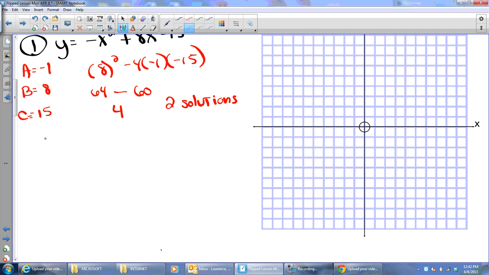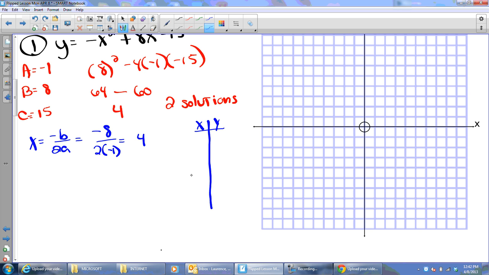I'm going to go ahead and now find the vertex. So I'm going to take x equals negative b over 2a, and the negative b will be negative 8. And then I have a 2 times a negative 1. And that'll end up being 4. So in my t-table, my vertex is going to have an x-coordinate of 4. Oops. Sorry, we made a negative there by mistake.